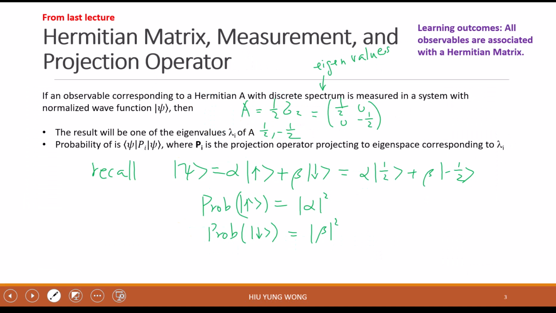So from last lecture, we stopped here. We were talking about Hermitian matrix. Do you still remember what is Hermitian matrix? Yeah. So it is a matrix that equals to its self-adjoint dagger, right?